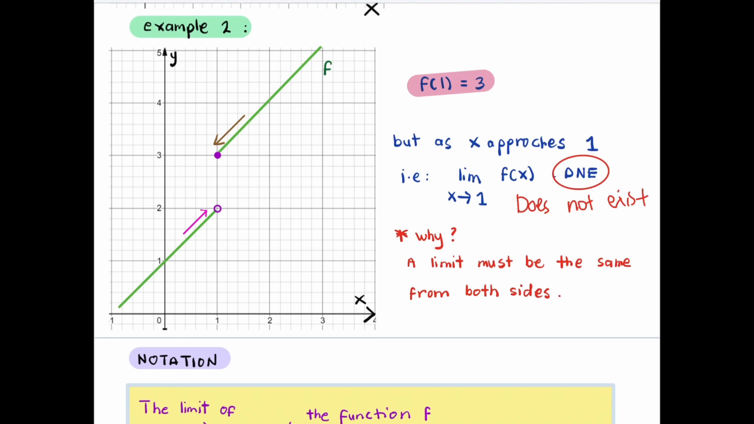Okay. But now let's check what is the limit of f(x) as x approaches 1. When the graph is approaching 1 from the right, the answer is equal to 3. Meanwhile, the graph as x approaches 1 from the left is equal to 2. Since the values are not the same, we can say that the limit of f(x) as x approaches 1 does not exist. Why? Because a limit must be the same from the right hand side and also from the left hand side.